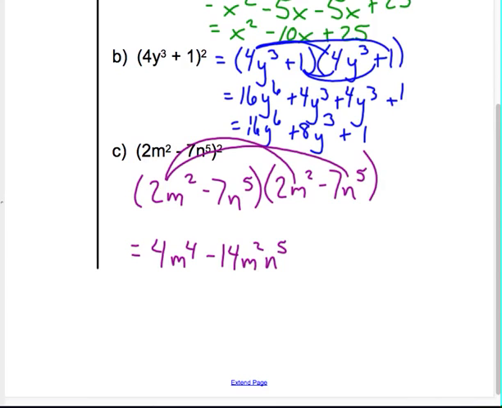And then right here we have the exact same thing that we just did, so I don't even have to think. I just write it down again. And then we have negative 7n to the 5th times negative 7n to the 5th. Negative 7 times negative 7 is positive 49. And then remember, when we multiply variables, we add the exponents, so we get n to the 10th.